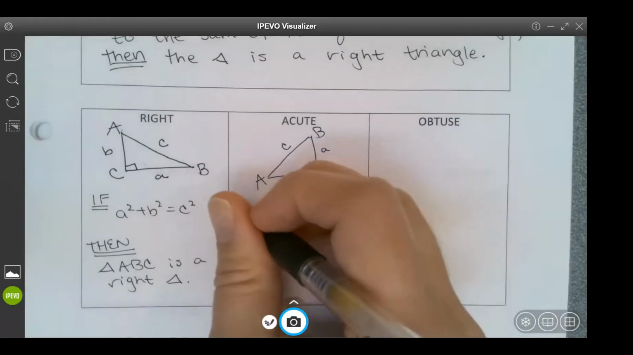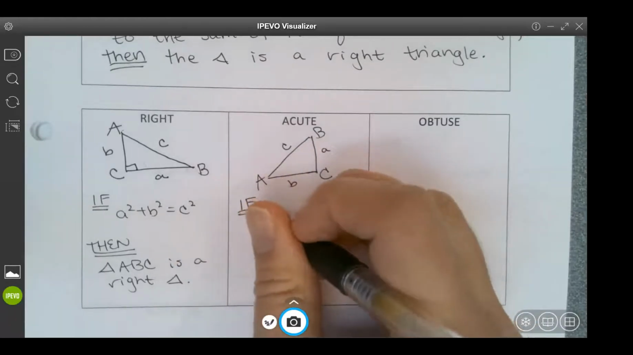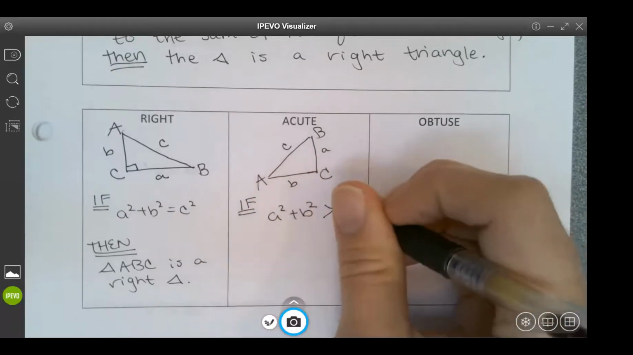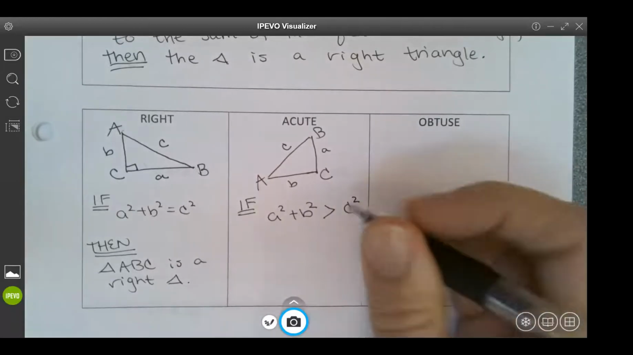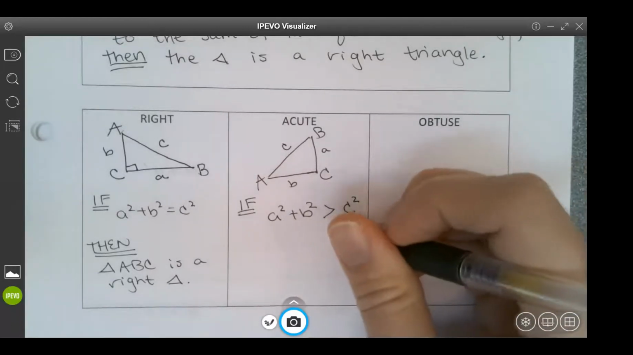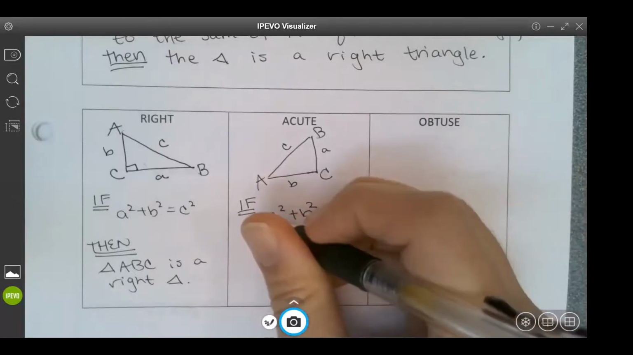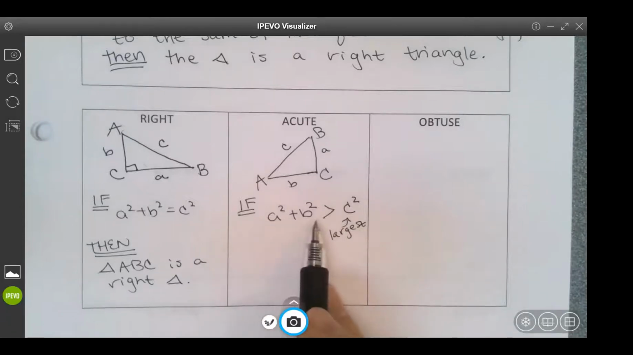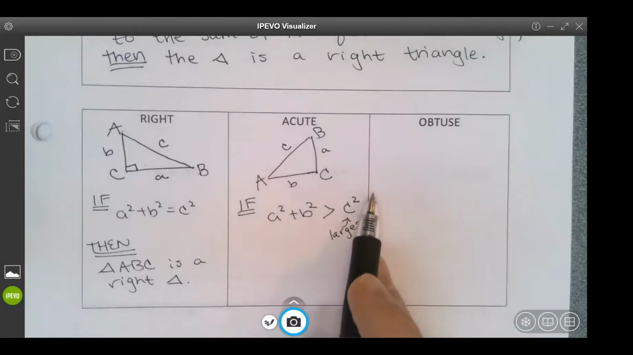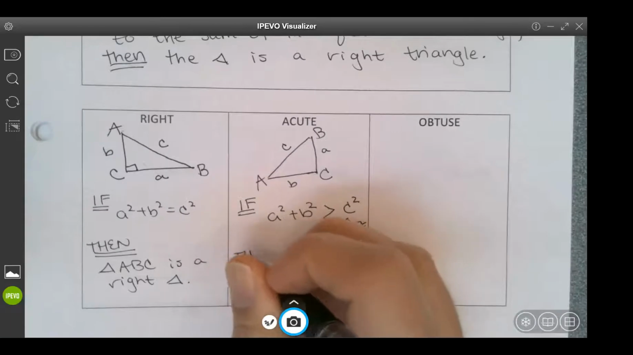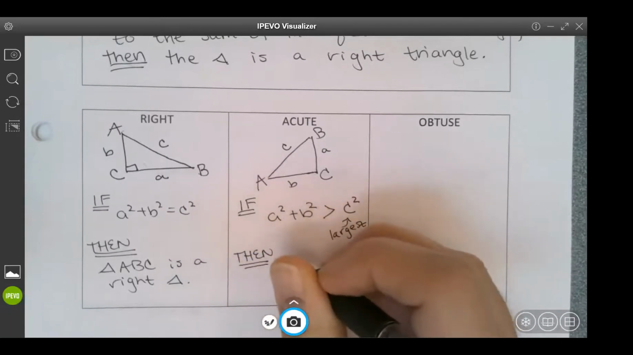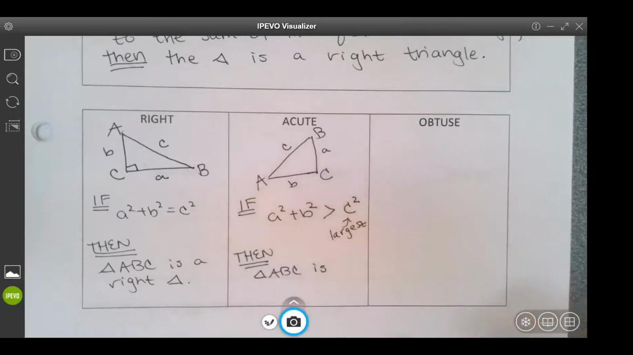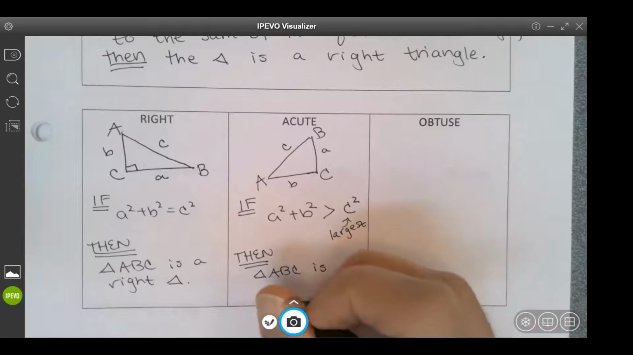What's true when it's acute is that the two smaller sides of the triangle squared and added together will be greater than the third side squared. And this has to be the largest side. We no longer have a hypotenuse if it's acute. We're just going to have three sides. So the two smaller sides squared, is that greater than my largest side squared? If that's true, then we can determine that triangle ABC is acute.